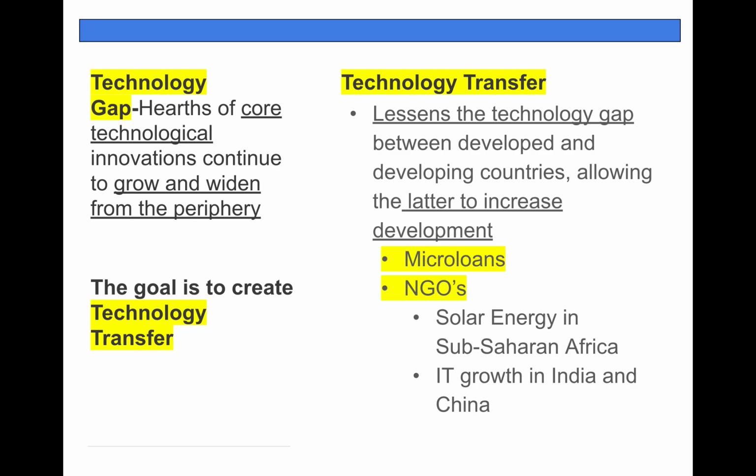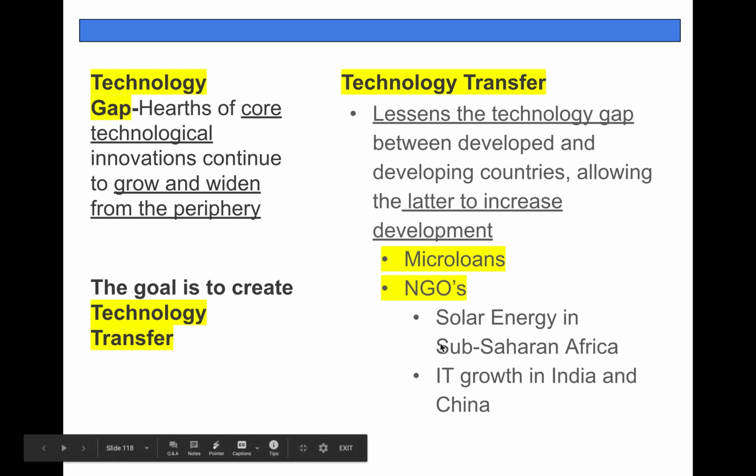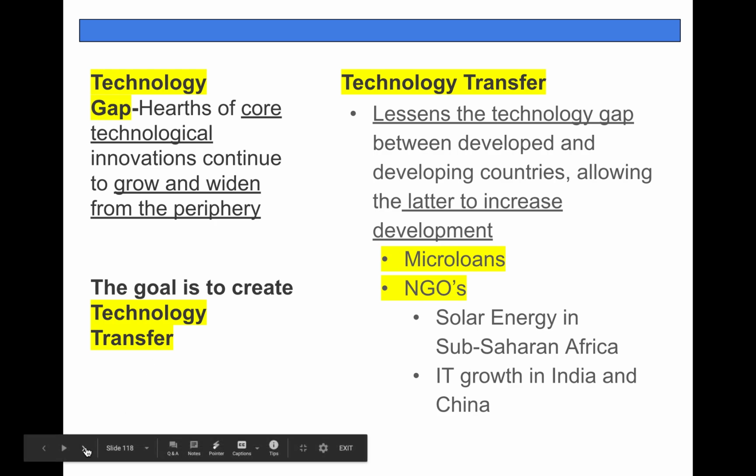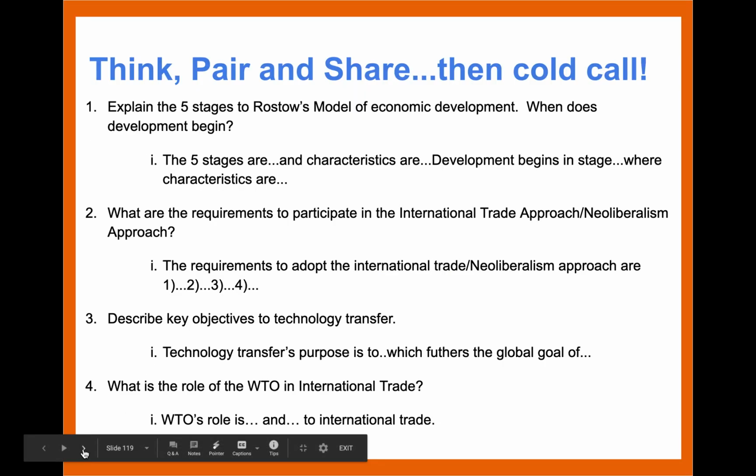NGOs is another. Non-government organizations can specialize in solar power or in IT growth in India and China, or non-government organizations that help the development within less developed regions.